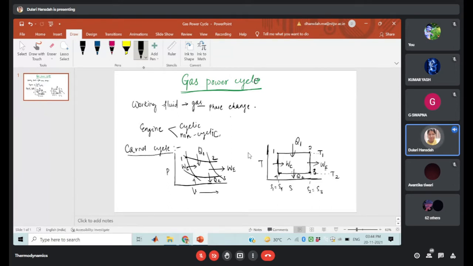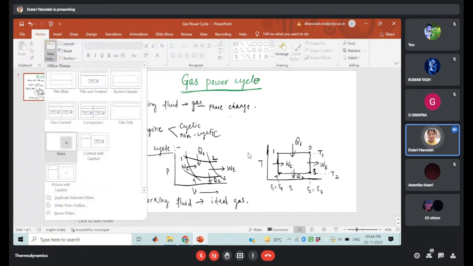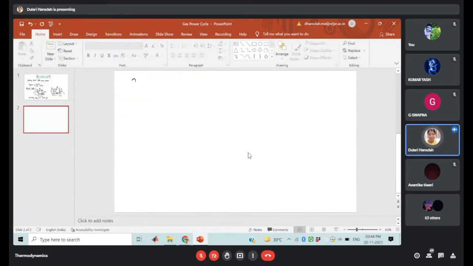So suppose we are considering here the working fluid is your ideal gas. Ideal gas. So what will be then the heat addition and heat rejection? Also, we have to find out what is the expansion work and compression work. Then we have to find out what will be the efficiency of the Carnot cycle, right? So next, please find out what will be the heat addition.